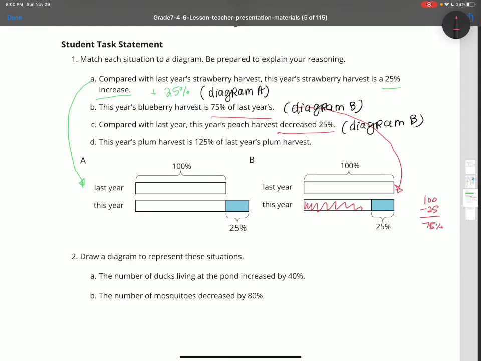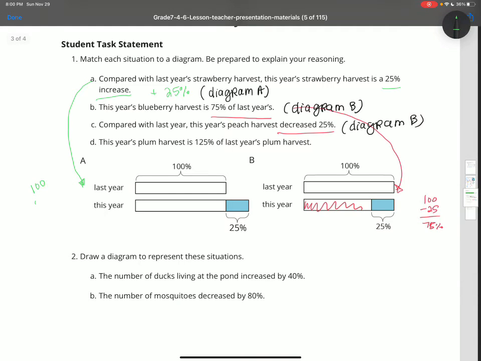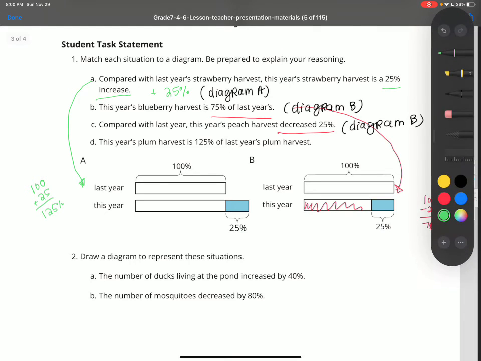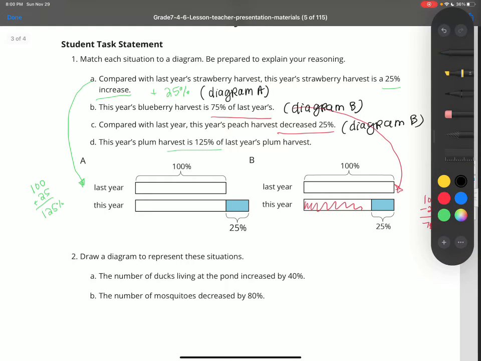They said this year's plum harvest is 125% of last year's plum harvest. It didn't technically say that it was a 25% increase, but look at the original amount compared to this year. If I do 100, in green, 100 plus 25, it would be 125%. So I'm going to underline that, and that will be diagram A.